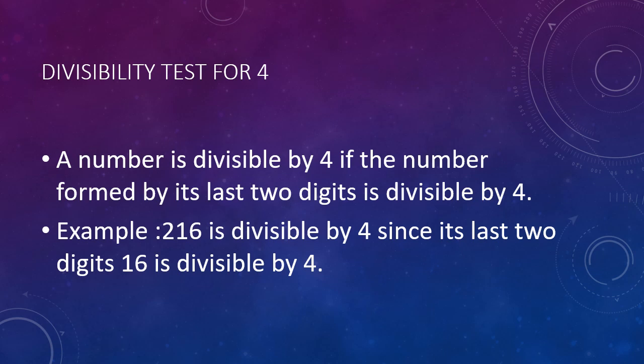Divisibility test for 4. A number is divisible by 4 if the number found by its last two digits is divisible by 4. Example, 216 is divisible by 4 since its last two digits 16 is divisible by 4.